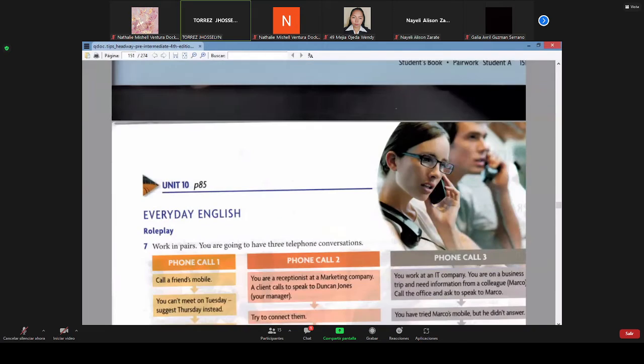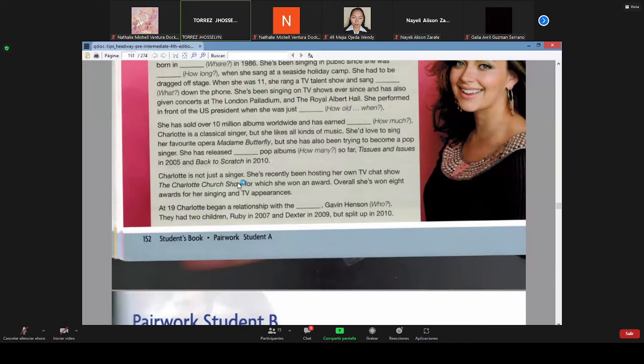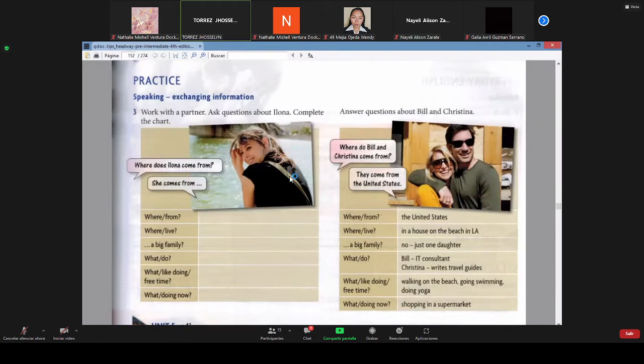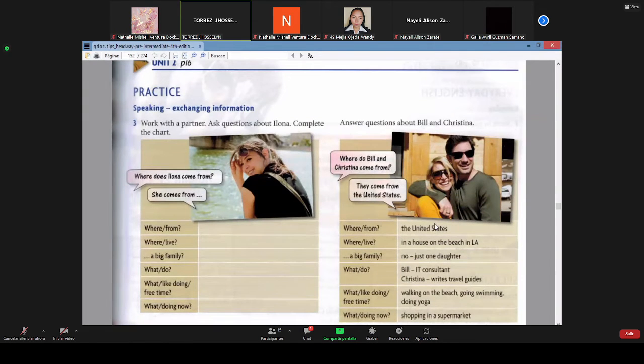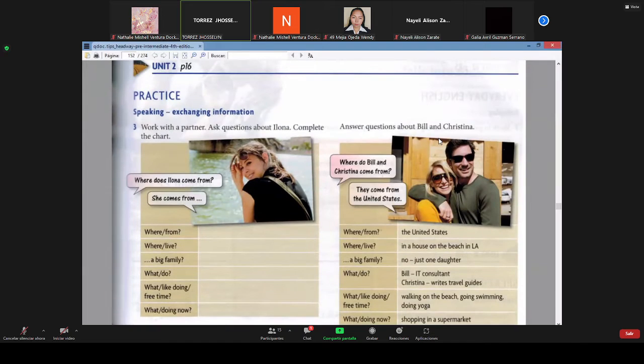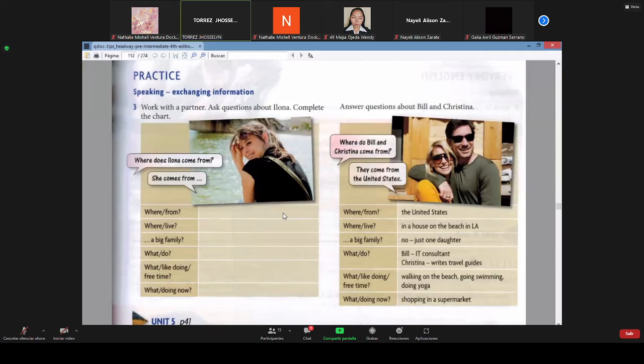Let's go to the next group, group B. Group B focus on page 153. Here is different because you have information about Bill and Christina. So what's the activity? You have to ask questions and you have to write the answers here about Ilona, right? That's the activity. And here you have the questions that you have to use. As you can see, you have to complete.